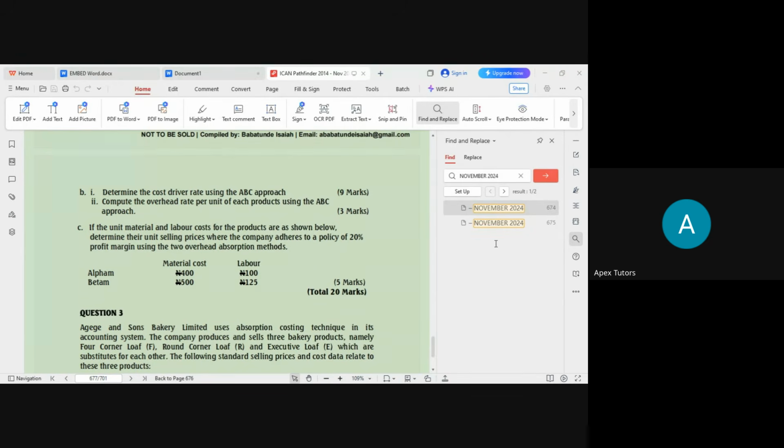I was thinking the same thing too. Converting the margin to markup will be 25% markup. This is because the 20% margin the question referred to is on selling price, and we don't have the selling price. The 20% profit margin applies where the company adheres to the policy of 20% profit margin using the overhead costs. All right, so just solve.